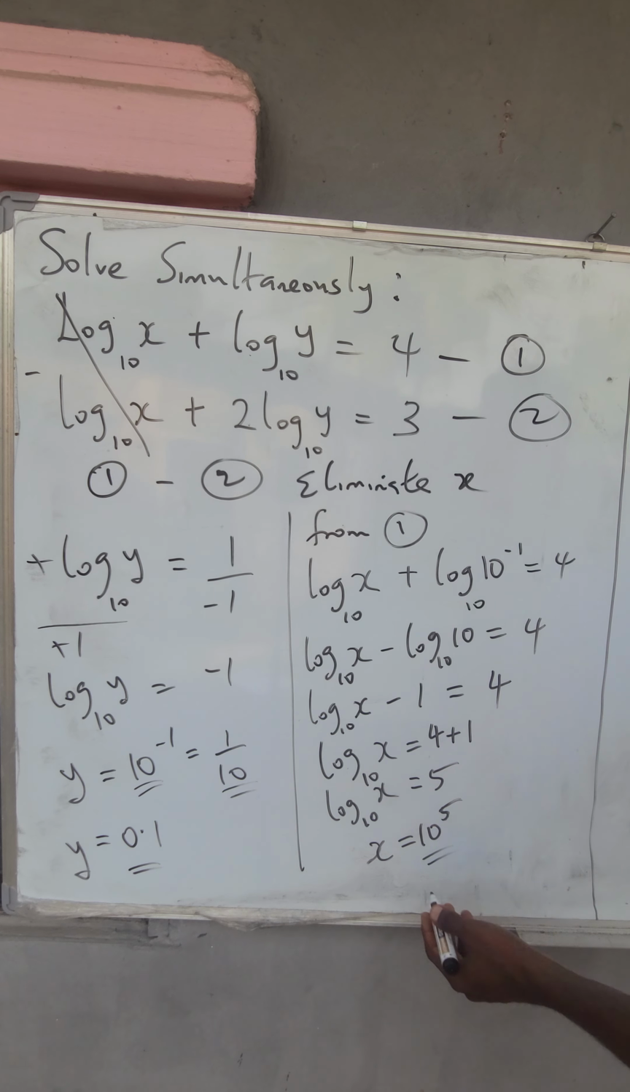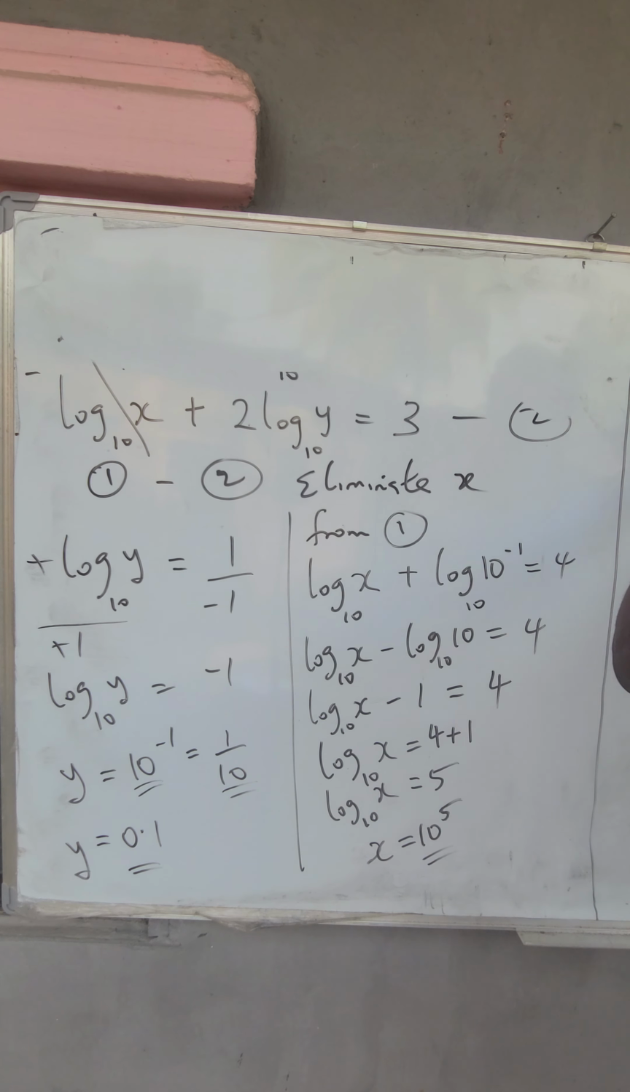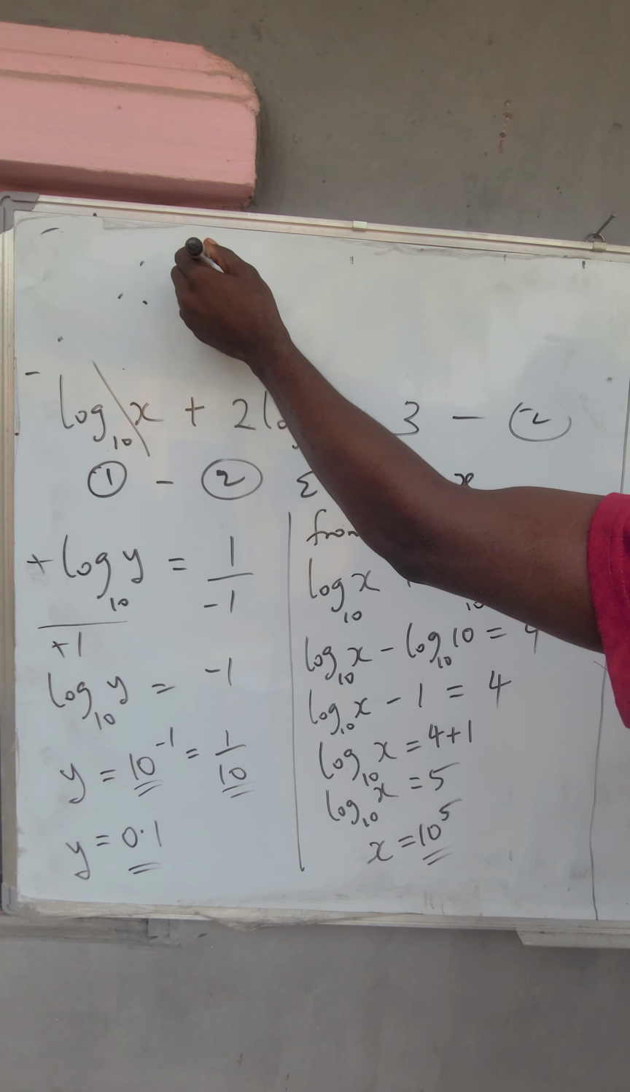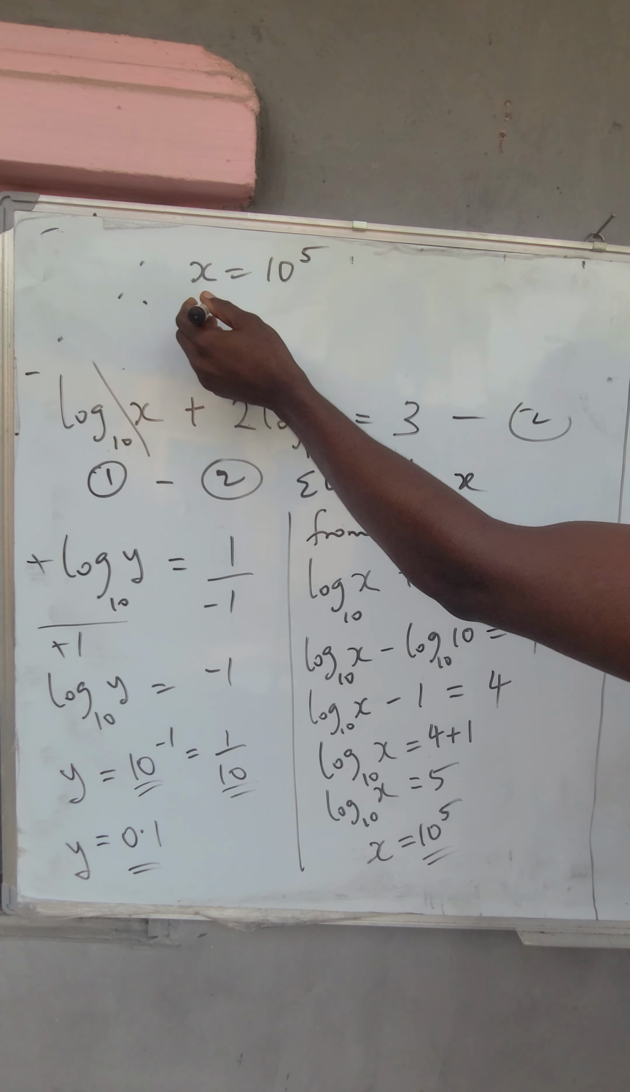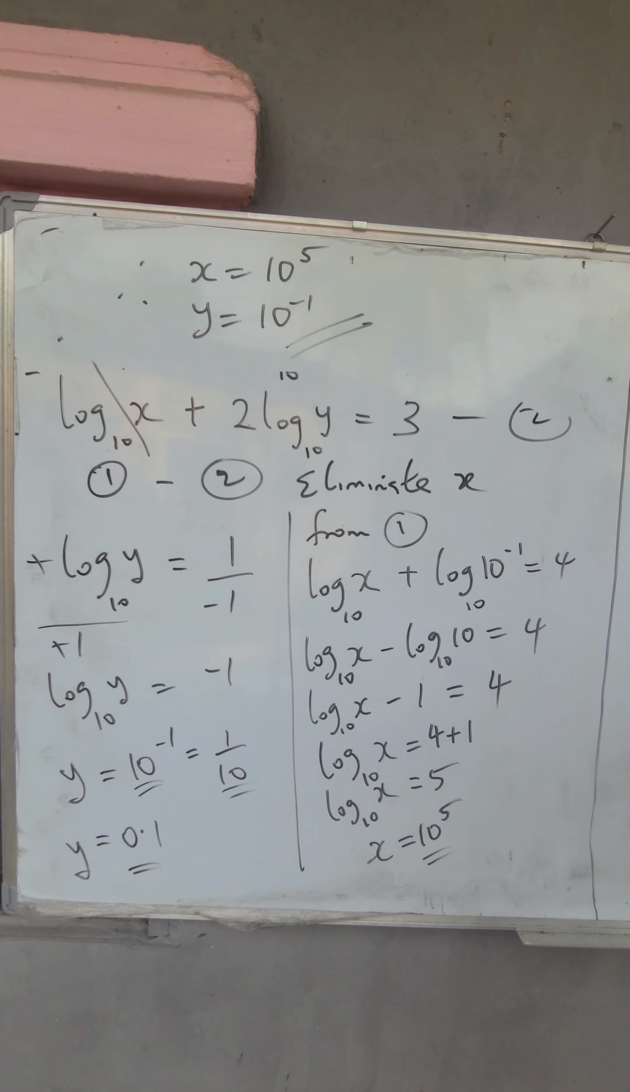So the value of our x, therefore, x equals 10 raised to power 5 and y equals 10 raised to power minus 1.